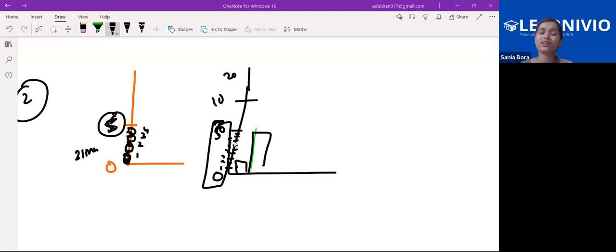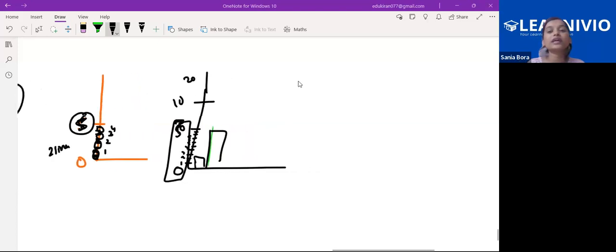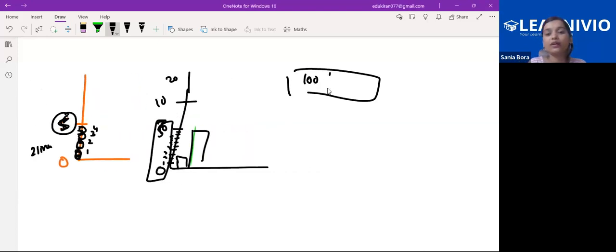Usually I prefer to take 10 because it becomes easy. But in case the data given is 100, for example I give 100, 400 like this, then you will take it from 100: 100, then 200, then 300 like this.